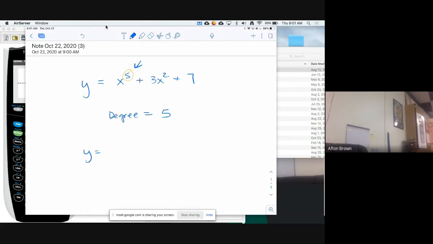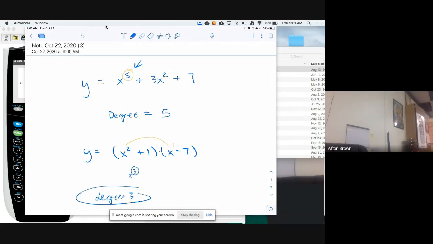If I give it to you in factored form, like x squared plus 1 times x minus 7, then it's a product, so you'd have to multiply them together. If I did multiply all together, I would get an x cubed, so the degree would be 3. So you would add them if it's in factored form. Make sense? That's a good question because that comes up.